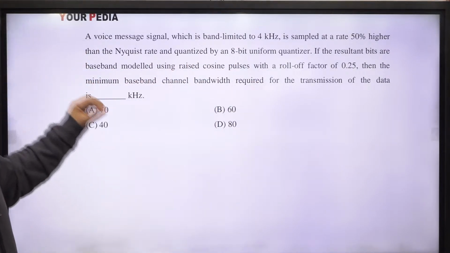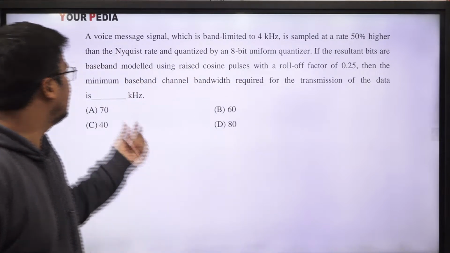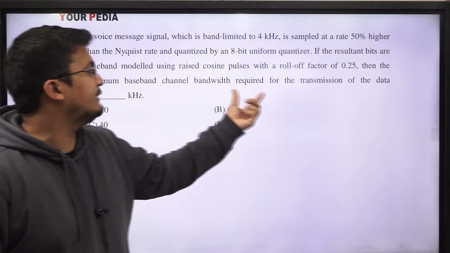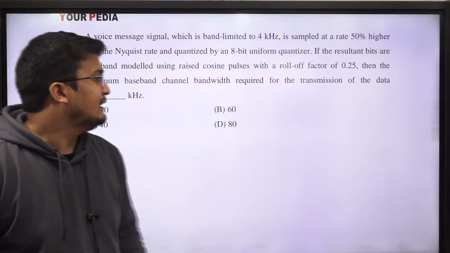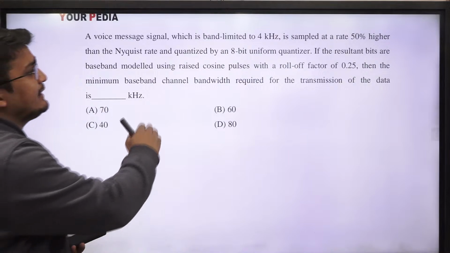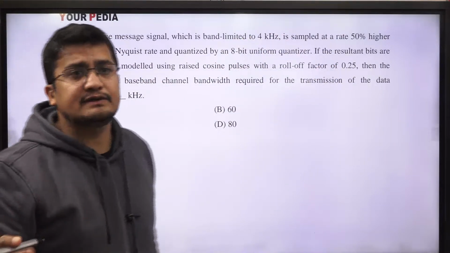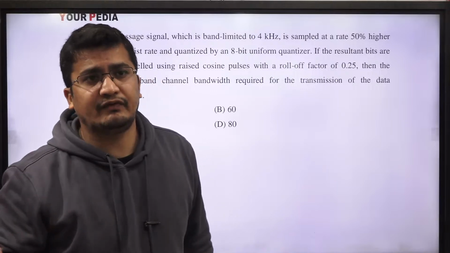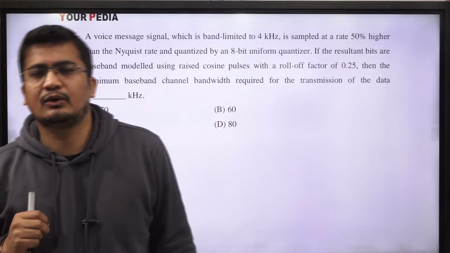If the resultant bits are baseband modeled using raised cosine pulse with a roll-off factor of 0.25, then the minimum baseband channel bandwidth required for the transmission of the data in kilohertz is, right? This question is from communication. Here it is said that the sampling rate is 50% higher. So what is the sampling Nyquist rate? fs is equal to twice of fm, right? The bandwidth is Rb by 2 into (1 plus alpha).